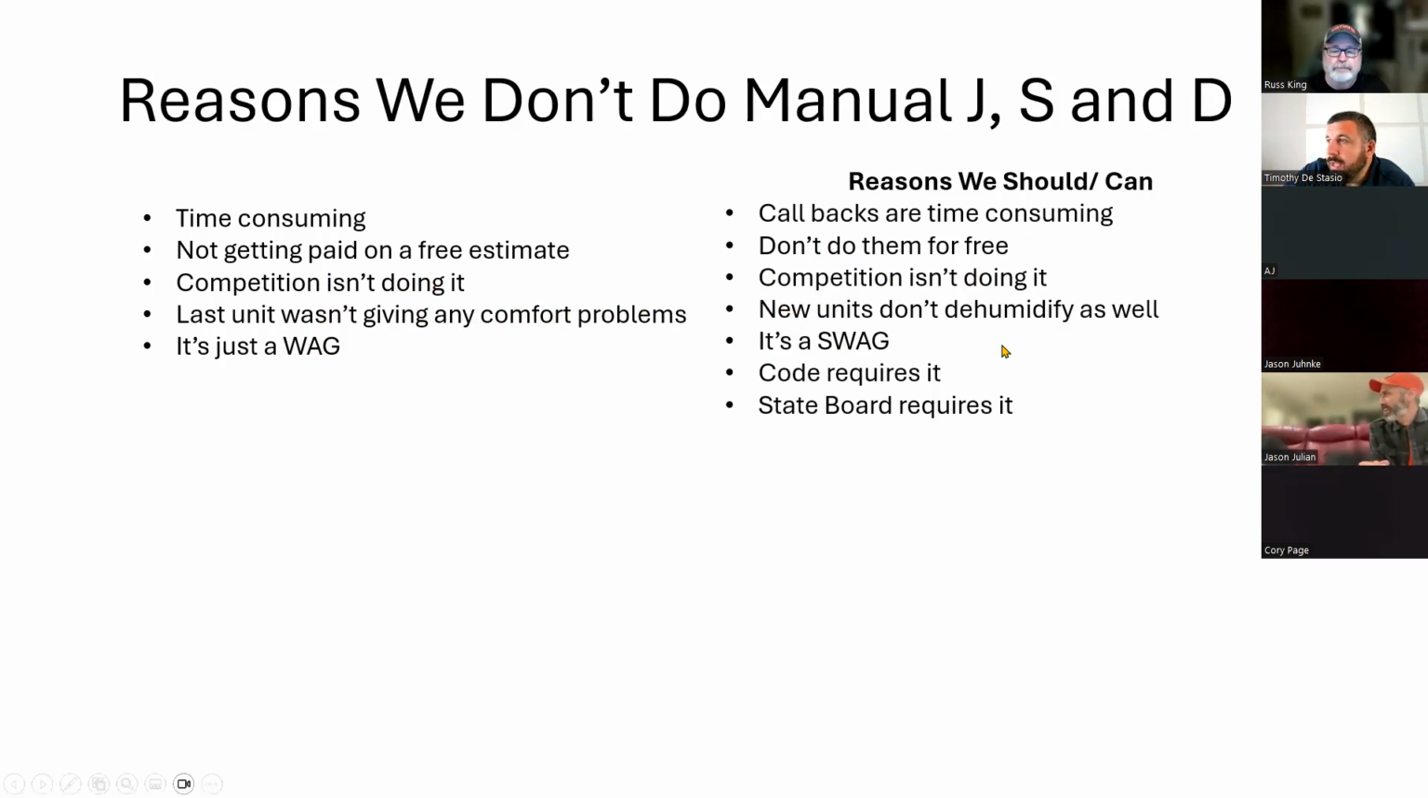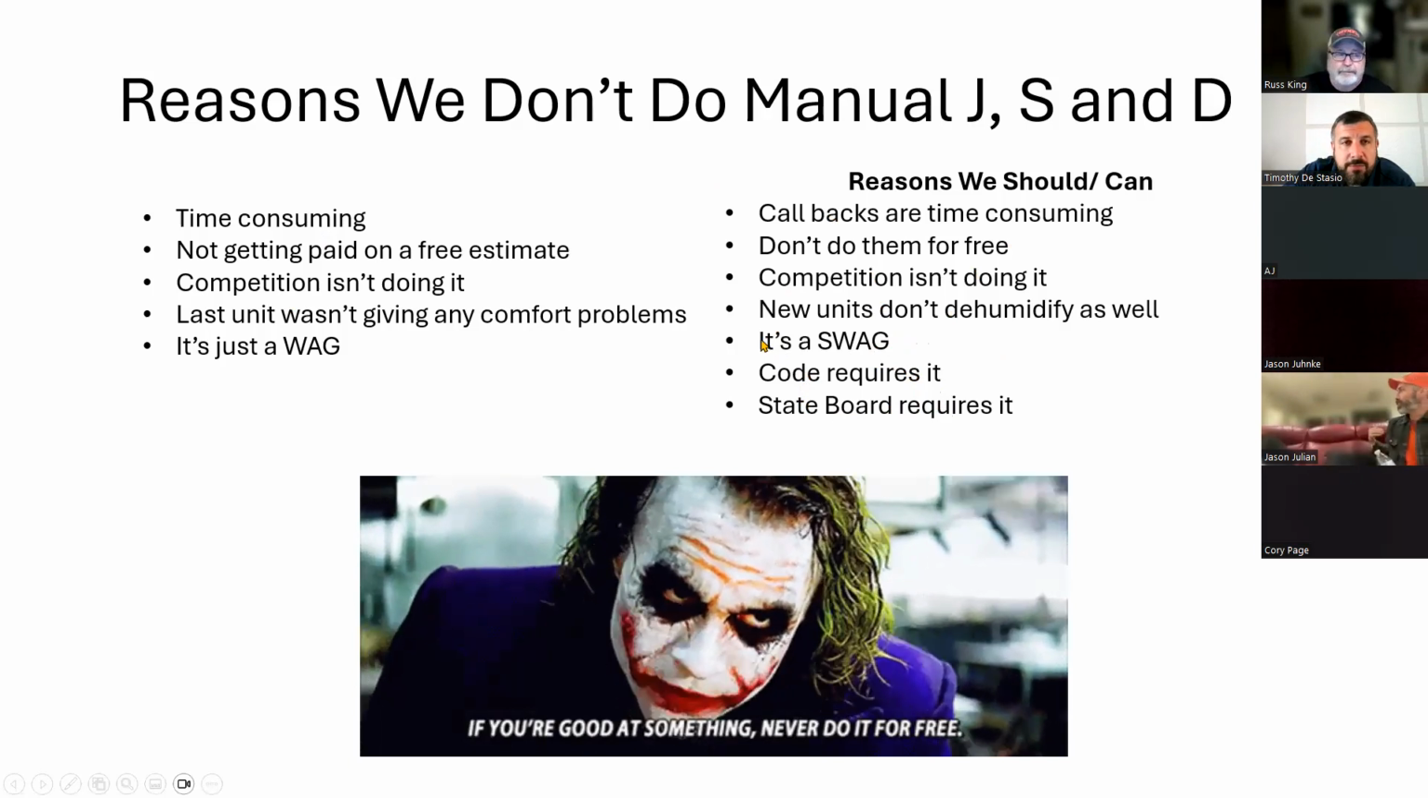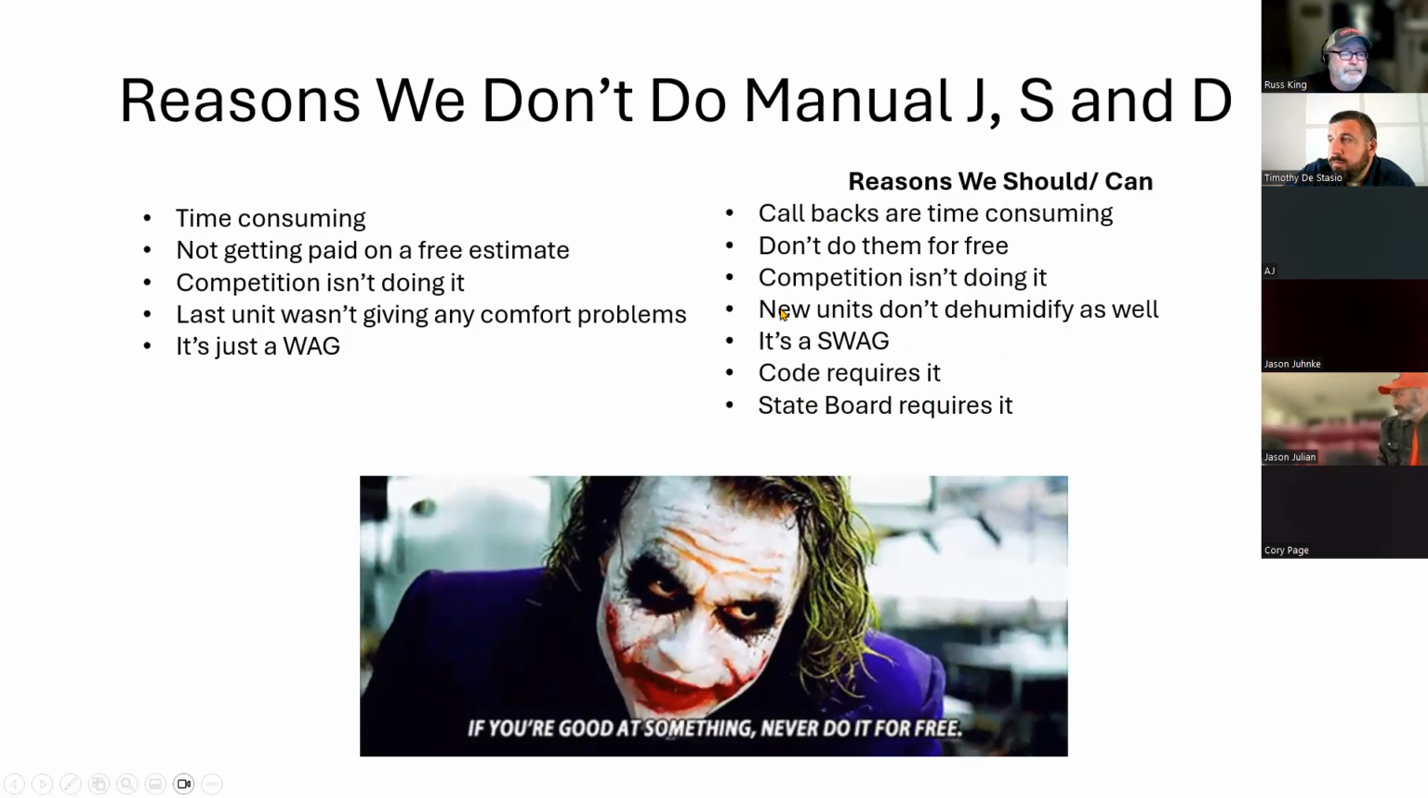Yes, there's still ranges. With Manual J we're not hitting a bottle cap with a rifle, we're hitting a balloon with a shotgun, but you've still got to aim the thing. So that's what this process allows us to do. And the state board requires it to permit. Technically, you have to do it. Whether or not it's getting enforced is a different story, but it's required by law to do it. So that's why we should be going through this process. And again, if you're good at doing it, don't do it for free. No one's asking you to do these things for free.